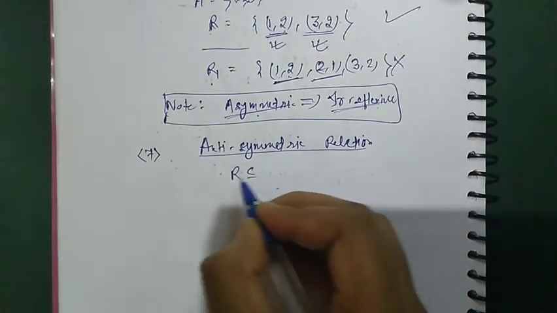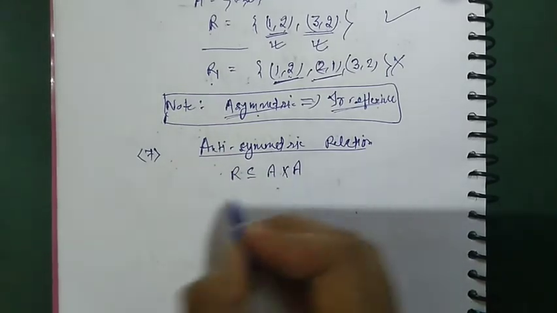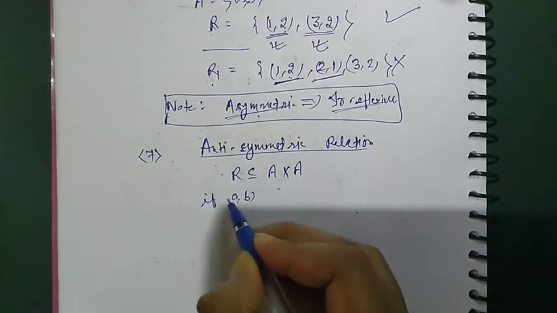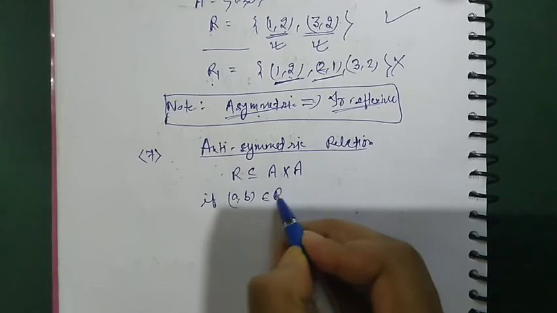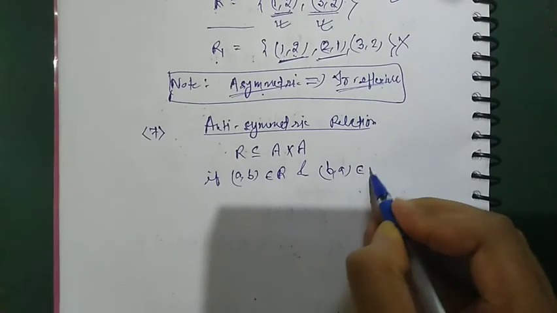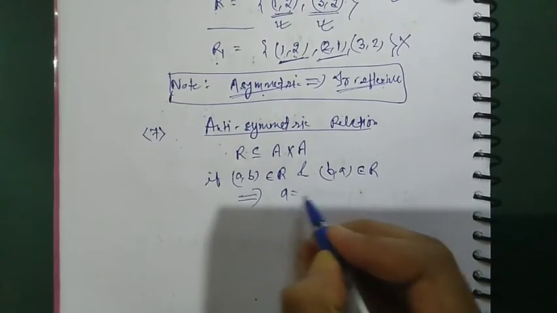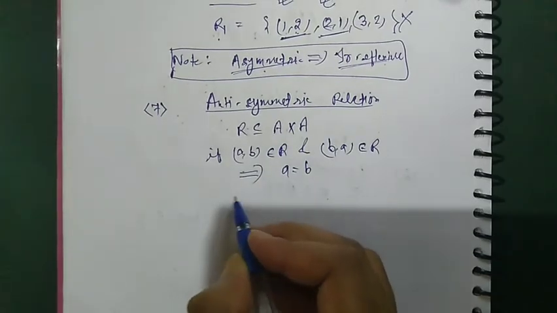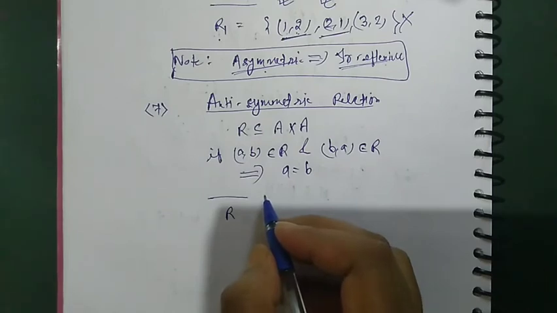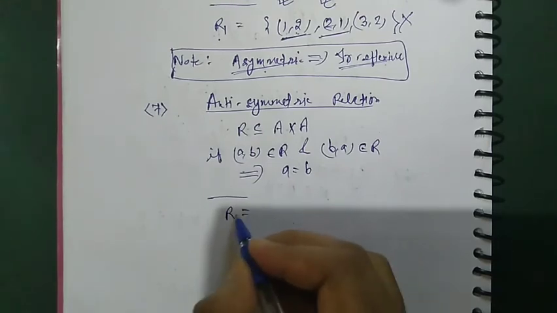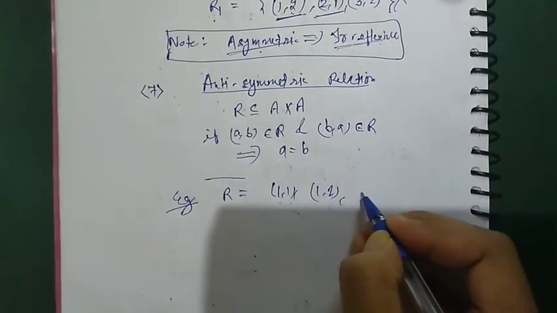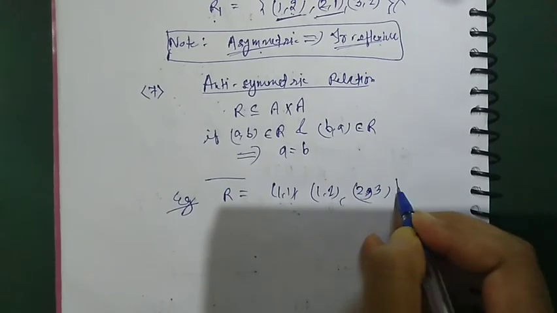Here also we'll say R is a relation on the set A. The condition of an antisymmetric relation is that if the ordered pair of the type A comma B belongs to R, and if the converse of this ordered pair, which is B comma A, also belongs to R, then A must equal the element B. Again we are taking the same example of the set A, which is A equal to {1, 2, 3}. Then the relation R is given as {(1, 1), (1, 2), (2, 3)}.